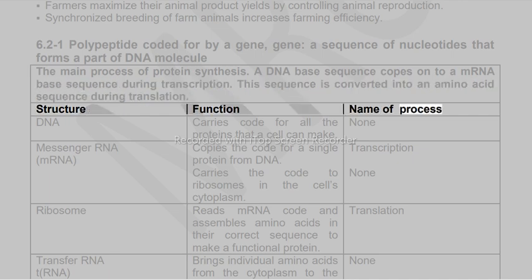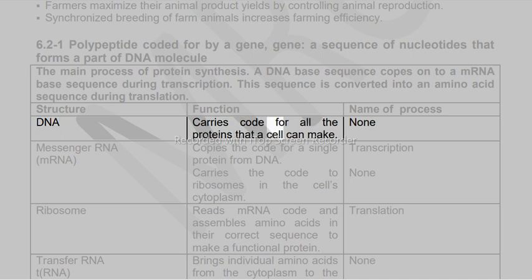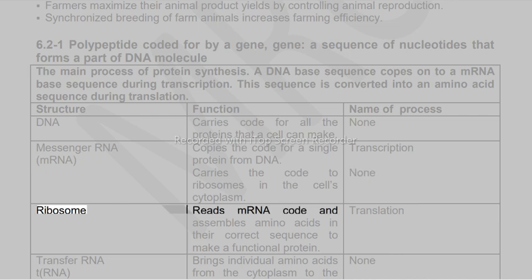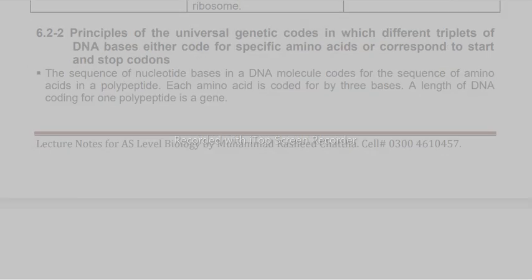DNA carries the code for all the proteins that a cell can make. Messenger RNA, mRNA, copies the code for a single protein from DNA, and carries the code to ribosomes in the cell's cytoplasm. This is transcription. The ribosome reads the mRNA code and assembles amino acids in their correct sequence to make a functional protein. This is translation. Transfer RNA brings individual amino acids from the cytoplasm to the ribosome.